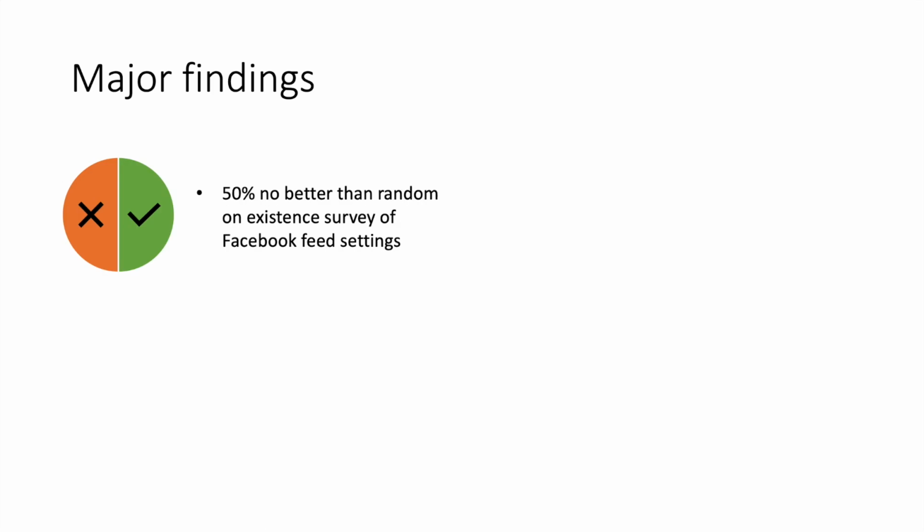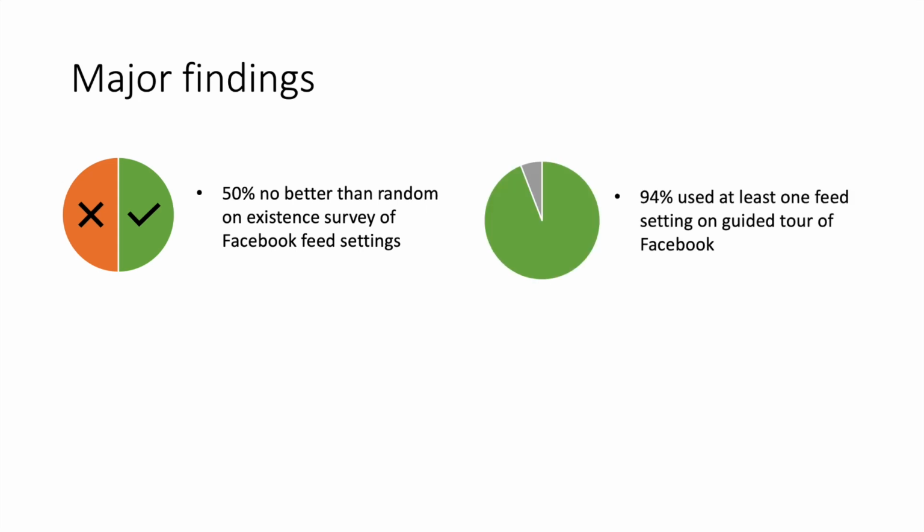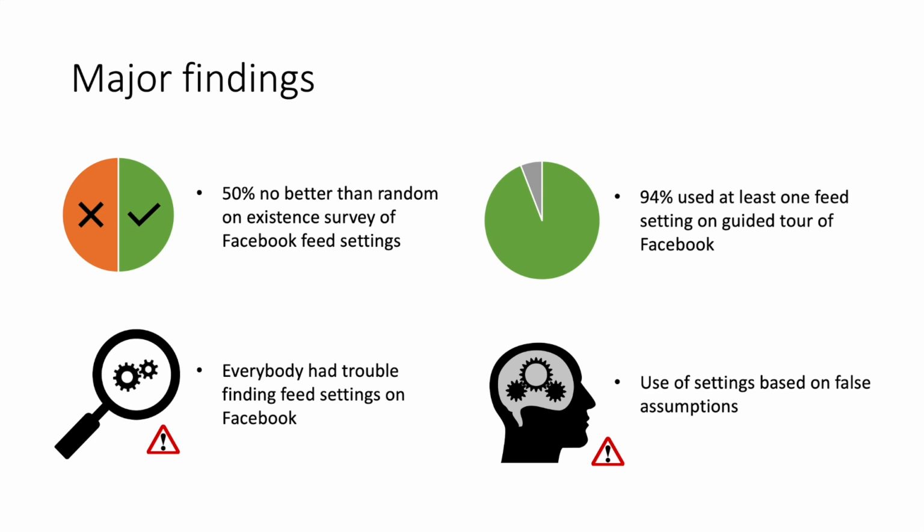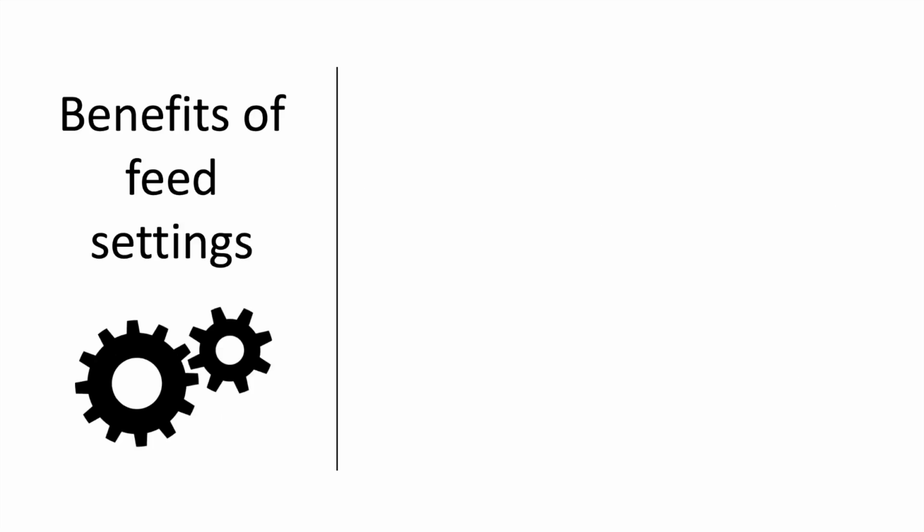But not everybody knows these settings exist or uses them for the right reasons. In this study, we found that 50% did no better than random when surveyed about the existence of feed settings on Facebook, yet 94% used at least one feed setting when taken on a guided tour of Facebook. Everybody had trouble finding feed settings when asked. And a significant minority of participants were using settings based on false assumptions, especially ad settings. So why might this be a problem?